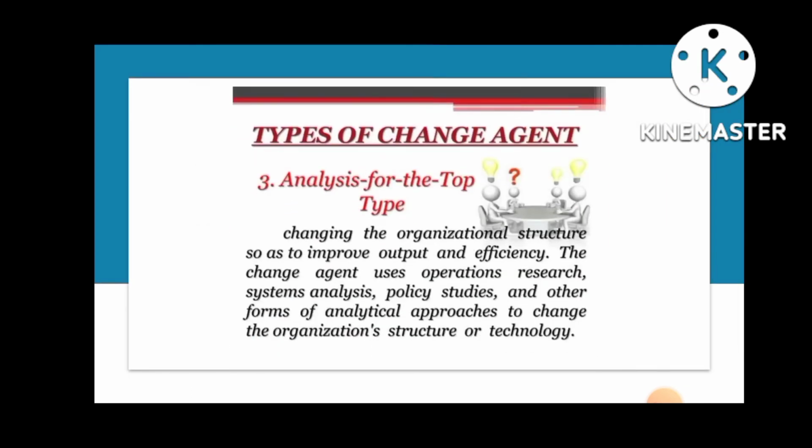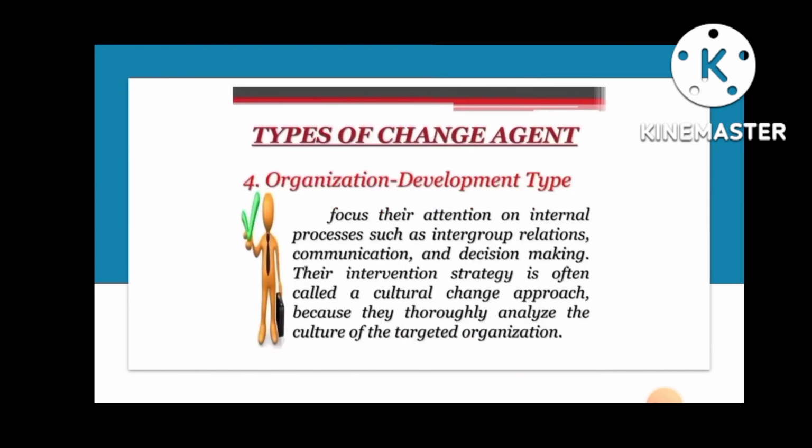Then number three type of change agent is the analysis for the top type. Changing the organizational structure to improve output and efficiency, the change agent uses operations research, system analysis, policy studies, and other forms of analytical approaches to change the organization structure or technology. Then we have the organization development type. It focuses its attention on internal processes such as intergroup relations, communications, and decision making. Their intervention strategy is often called a cultural change approach because they thoroughly analyze the culture of the target organization.